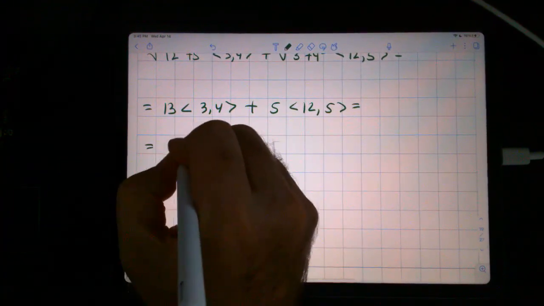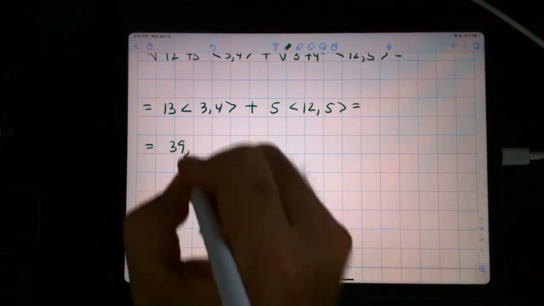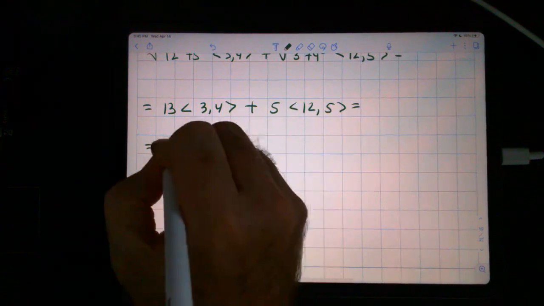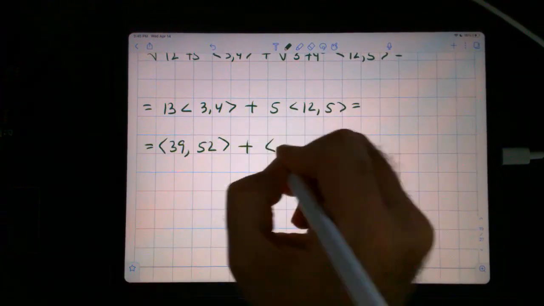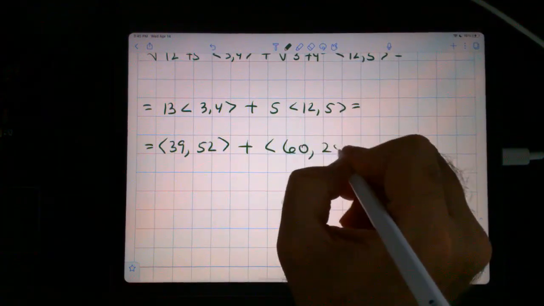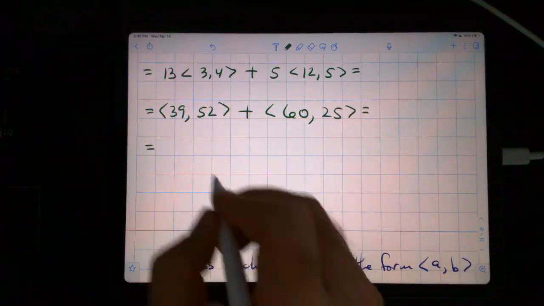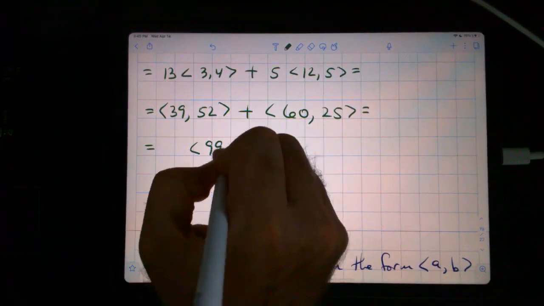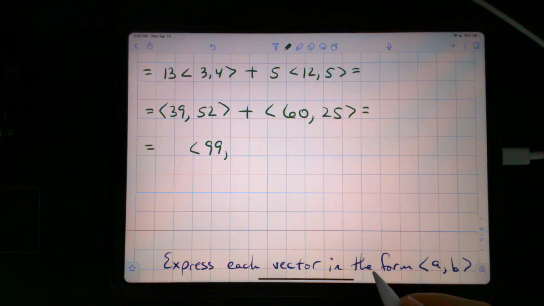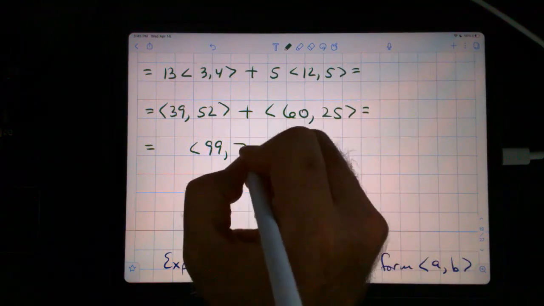13 times 3 is 39. 13 times 4 is 52. And so this is going to be 99 and 77.